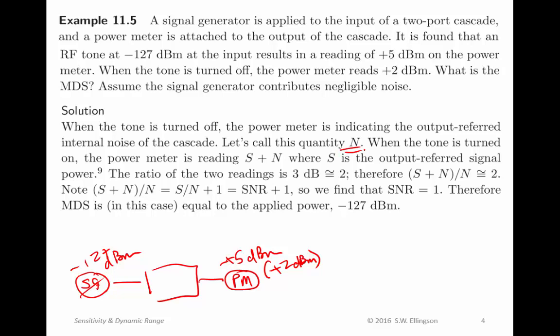When the tone is turned on, the power meter is reading N, the internal noise of the two-port, plus the output-referred signal power. And the ratio of those two readings is 3 dB, and that's about 2. So what we know is that (S+N)/N is about 2. Now note that (S+N)/N is equal to S/N plus 1, which is the same thing as SNR plus 1. So we find here that the SNR is 1. And that was the defining SNR for the MDS relationship. So in this particular case, it turns out that the MDS is equal to the applied power, -127 dBm.